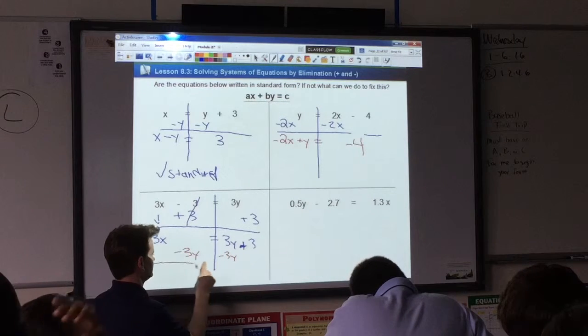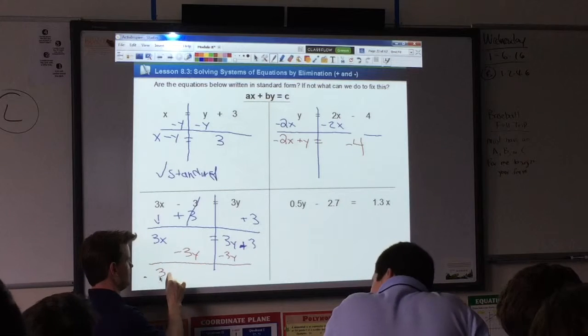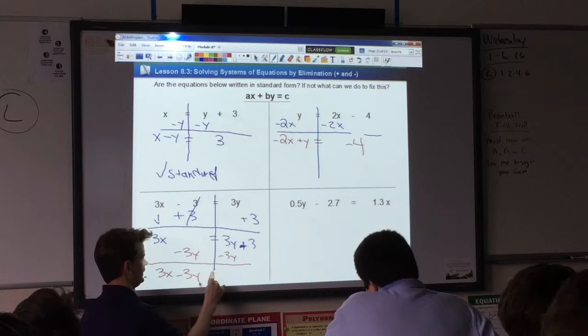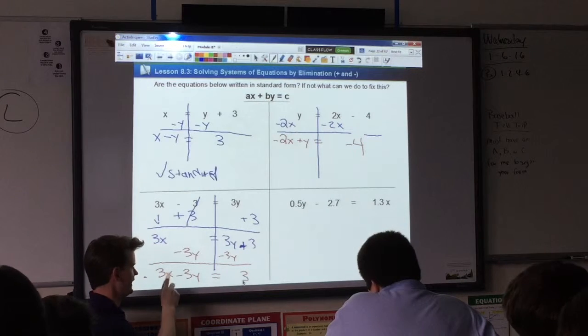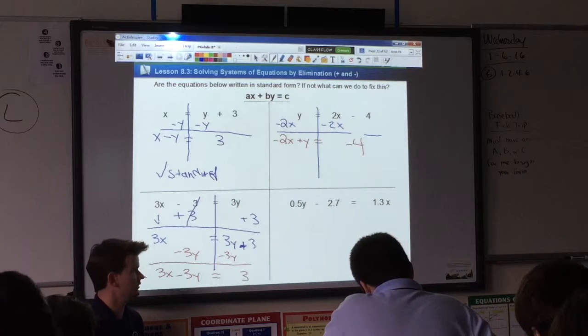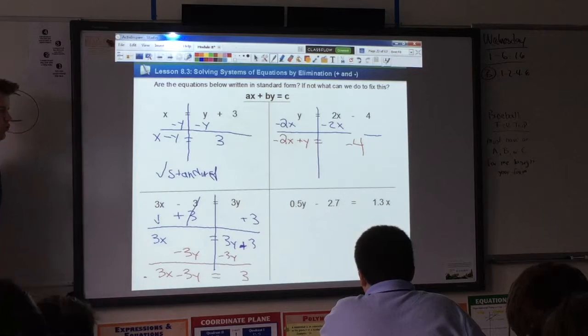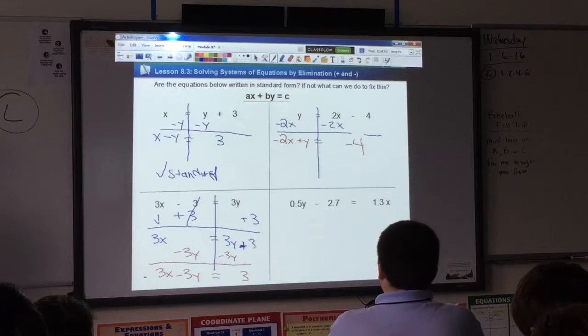Notice that, once again, I'm not subtracting 3y from 3x. I just bring it over and I rewrite it. 3x minus 3y is equal to 3. Is that in standard form? Yes. X term, y term, equal sign, constant. If you have that, you're good. If you don't, you're wrong. Somehow you're wrong. Okay.